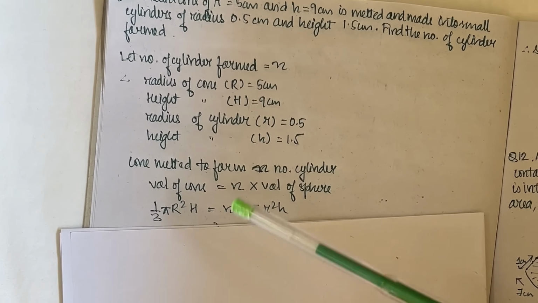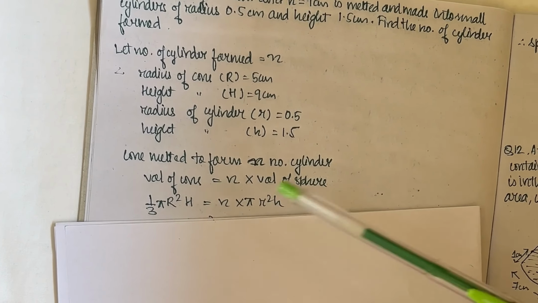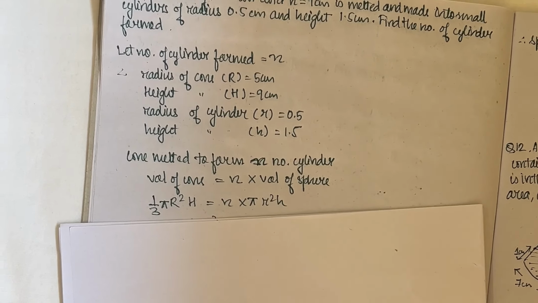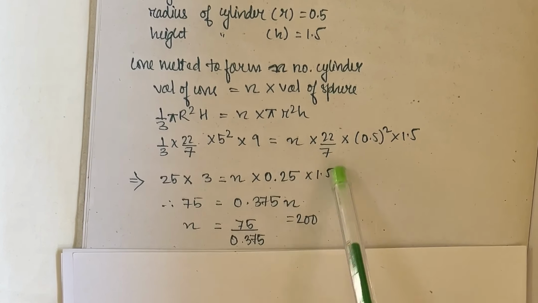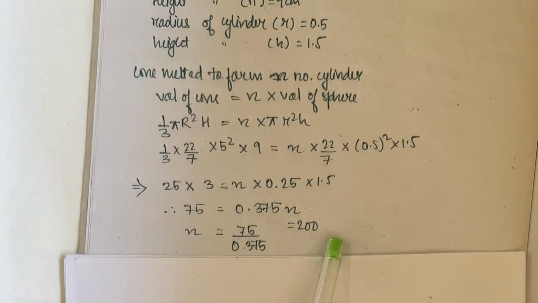We have just seen this case, similar just before this sum. So we are just writing the formula, substituting each of the values, simplifying and substituting everything, we are finding n is equal to 200.